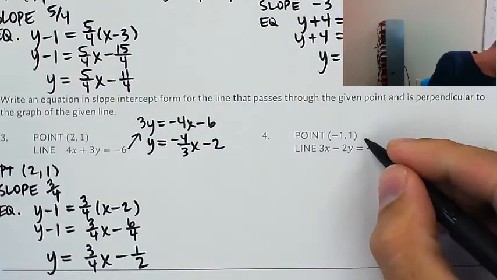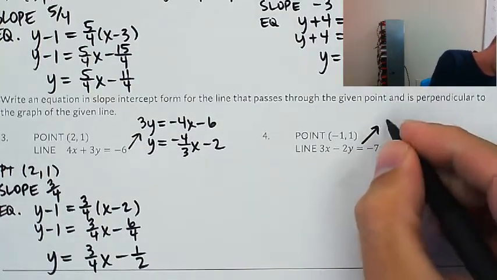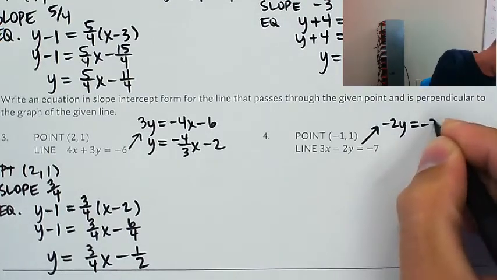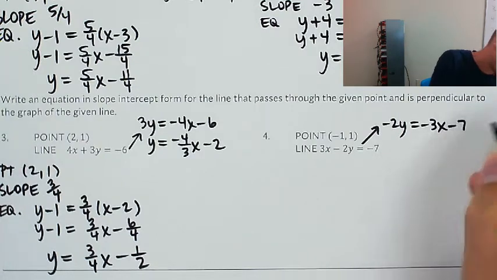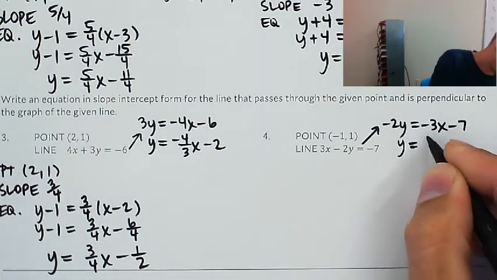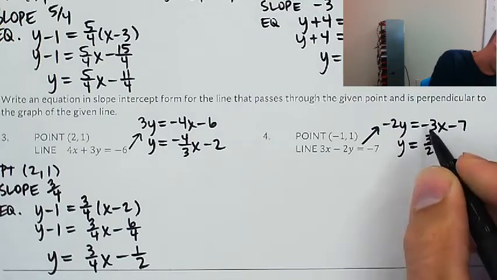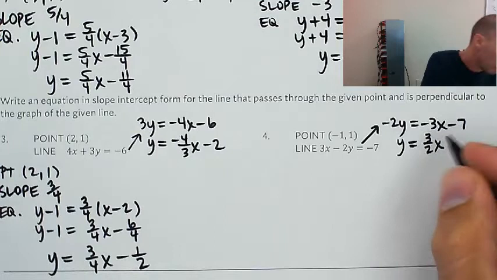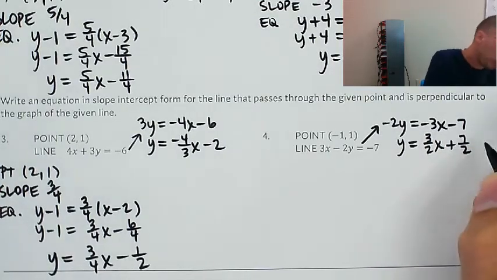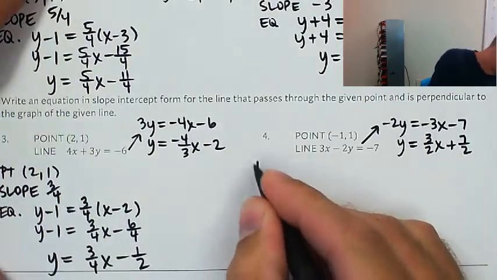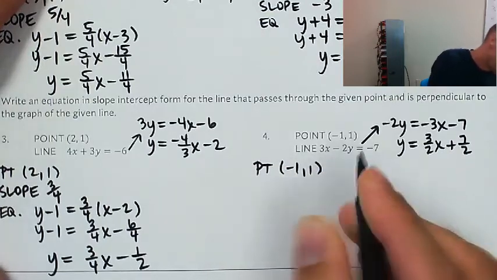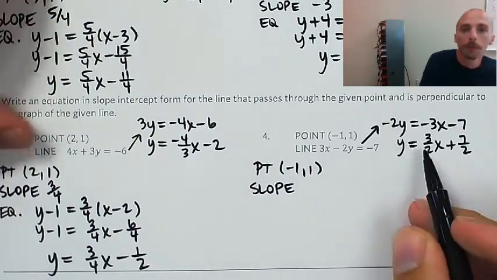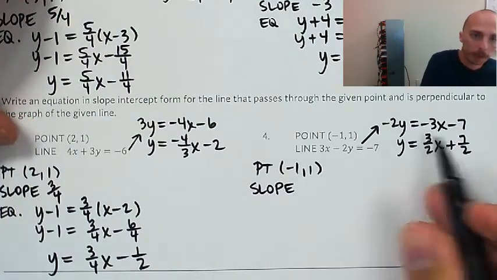All right, so over here, I'm going to start solving for y to try to figure out what the slope's supposed to be. Negative 2y equals negative 3x minus 7. Then I'm going to divide by negative 2. Right? Negative 3 divided by negative 2 is positive 3/2. And then I'll divide negative 7 by negative 2, and I will get 7/2. Okay, so I've got my point right here. And I know that the slope needs to be perpendicular to a line with slope 3/2. So I'm going to flip it and make it negative.